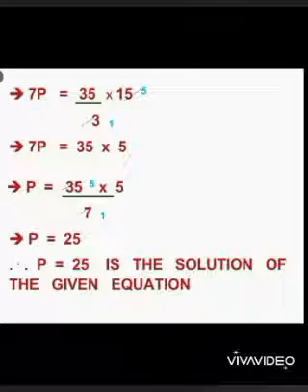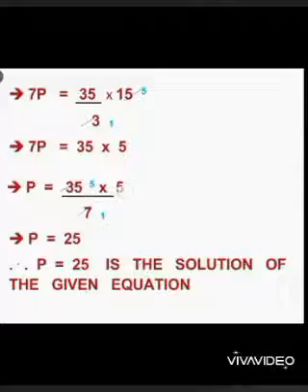Now we have to find out the value of p. So let us transpose 7 to the other side. Then you will get 35 into 5 by 7. Now let us cancel 35 and 7. It will go with 7 table. 7 ones are 7, 7 fives are 35. So now you got 5 into 5 is 25. So the value of p you got as 25. So p is equal to 25 is a solution of this given equation.